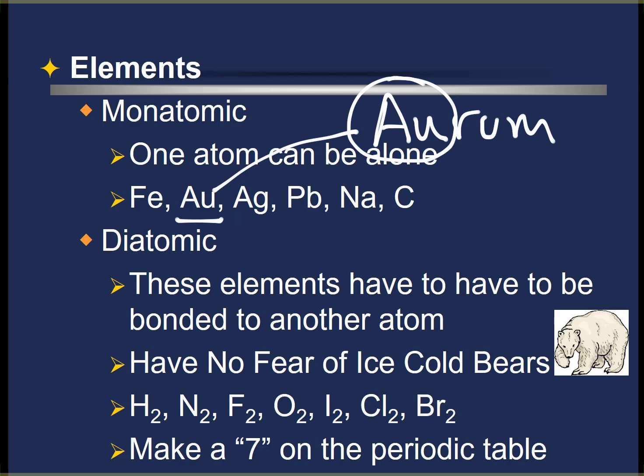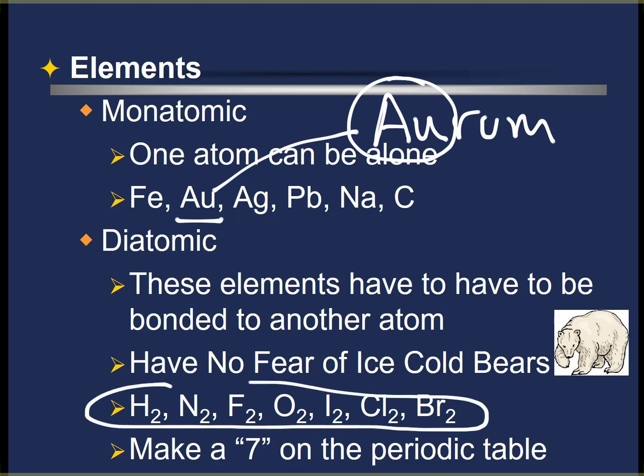Here are the diatomic elements right here. There's 7 of them. A good silly sentence to help you remember these diatomic elements is have no fear of ice cold bears. So hydrogen, nitrogen, fluorine, oxygen, iodine, chlorine, and bromine.